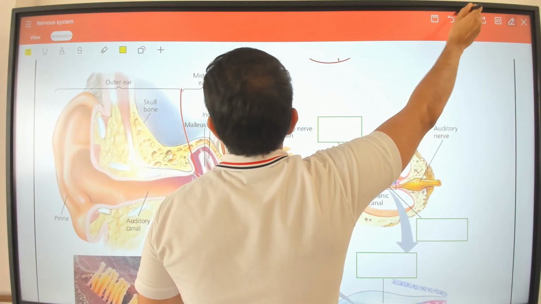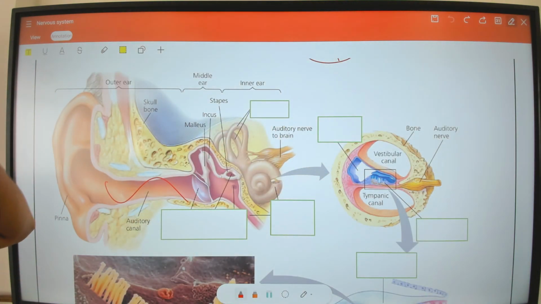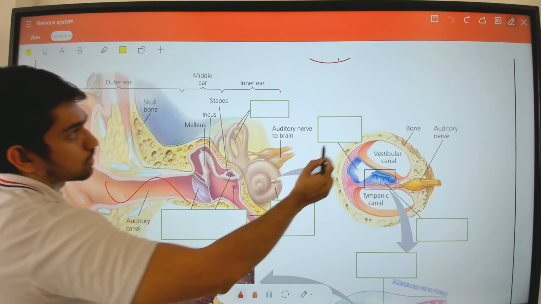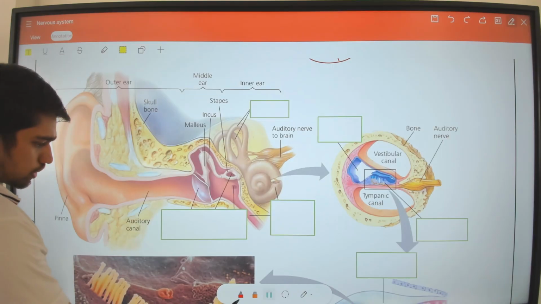Okay, so let's label these things. I hope all of you have got the tute. I think it was delivered some time ago. So we'll go from the outside to inside. Okay, so it is already labeled.